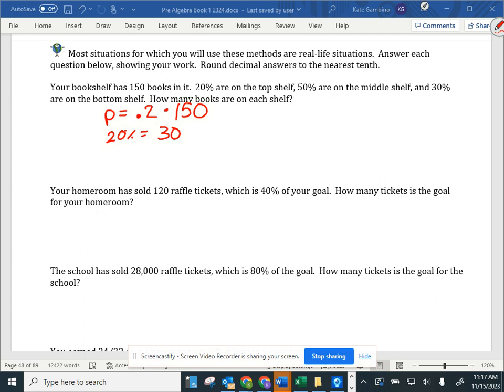So our next one is 50%. What is my equation for 50%? Emerson. Part equals 0.5 times 150. 50% is 0.5. So 0.5 times 150, how many books are on the middle shelf? 75.